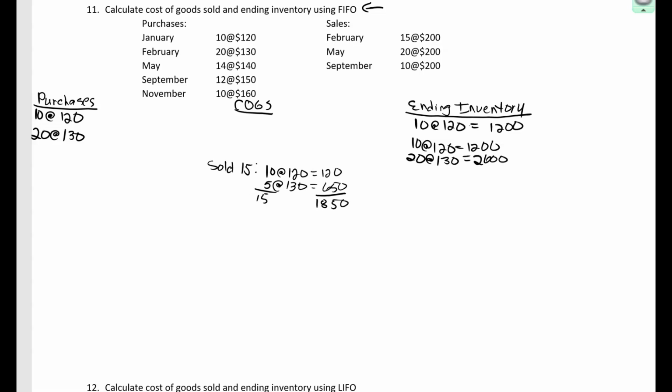Okay, let's see what we have left. All of these 10 are gone. 5 of the 20 are gone. So we have 15 left at 130. Okay, we're getting low on inventory, so we just purchased 14 more, and those are at $140. So in ending inventory, we have the 15, and we have the 14 we just purchased.